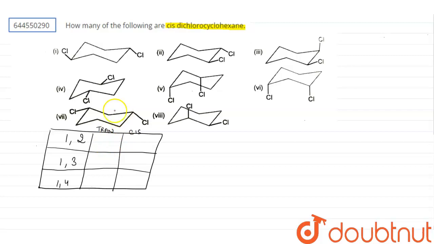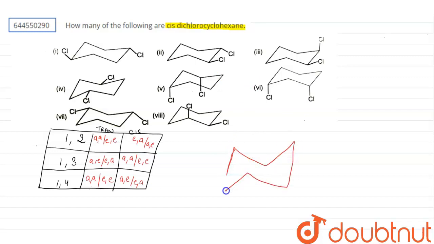So for 1 2 trans, we always have our disubstituents in axial or equatorial positions. For cis, we have equatorial and axial, and for 1 3 we have axial equatorial or equatorial axial, and here also axial or equatorial. And for 1 4 we have axial and equatorial or equatorial axial or axial equatorial. Got my point?